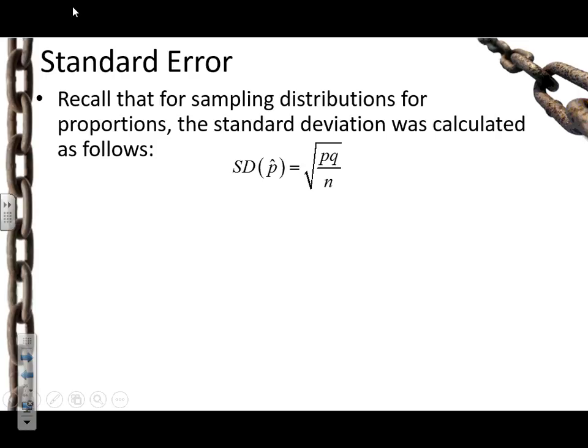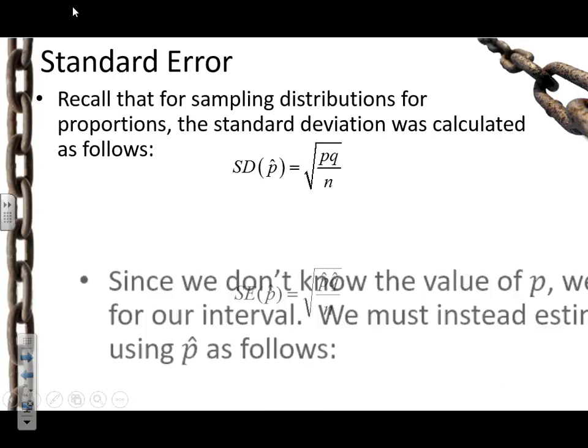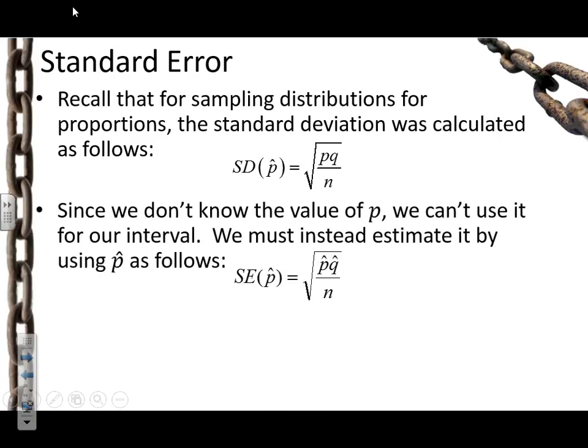Why not? Because we don't know P and we don't know Q. P and Q would be population values, the population proportion and the complement of that. So in our case, we need to change up, and it just changes it a little bit, but it is a big difference when you write it out because the notation is completely different.